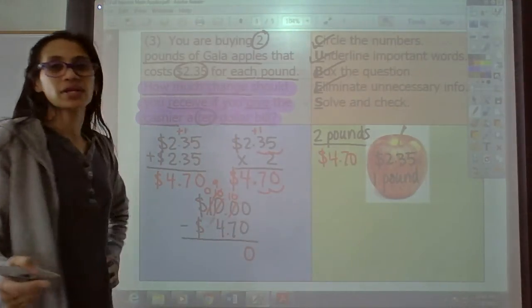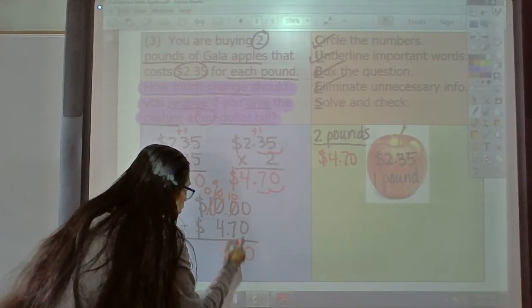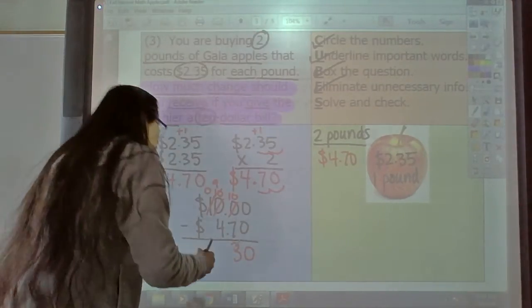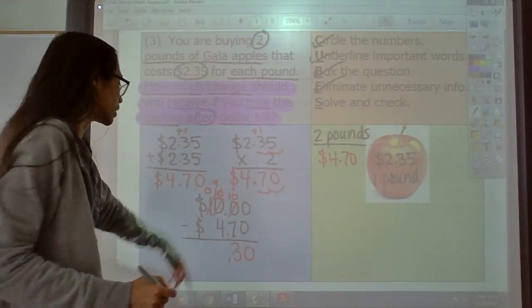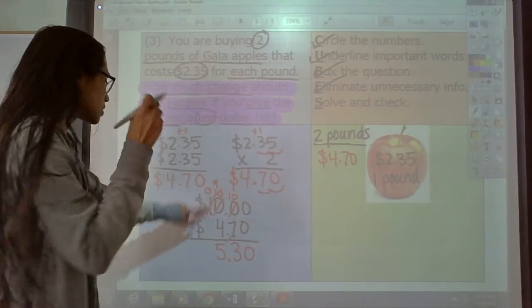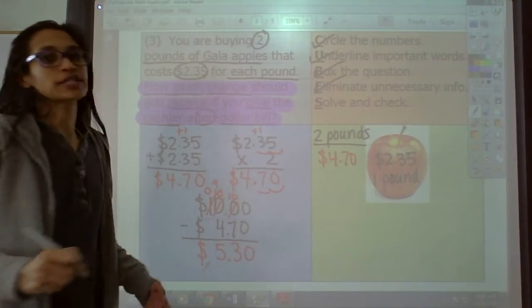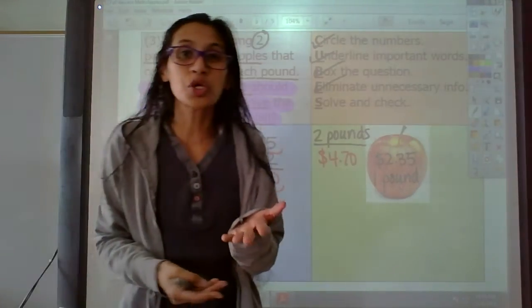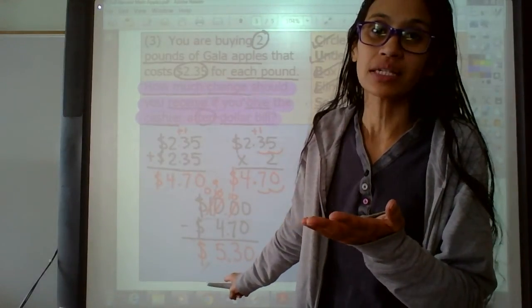10 minus 7, count from 7: 8, 9, 10. That's 3. And the decimal, come on down, decimal. It's time to party, decimal. And 9 minus 4 is 5. And, oh, that's a 0. Bring down that unit. $5.30. That's your change. Excuse me, cashier. You owe me $5.30.